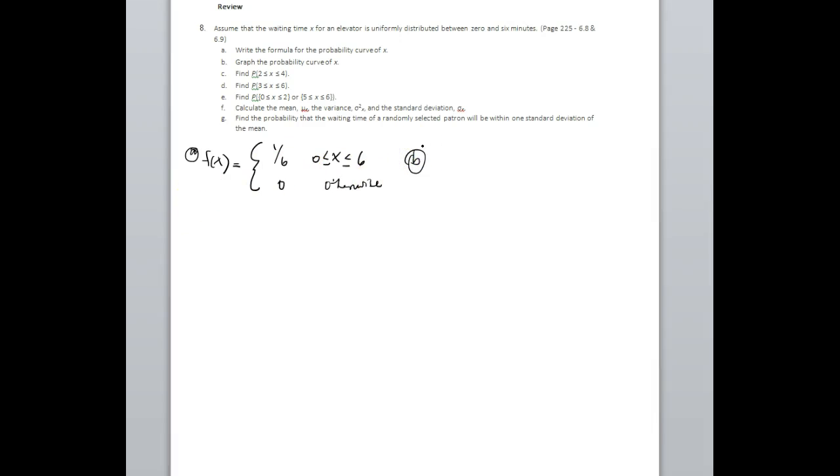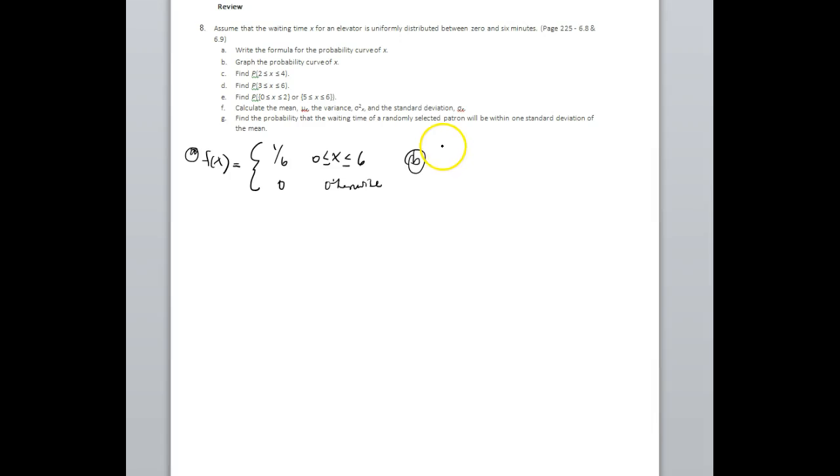Okay, B. The formula that we use there is f of x is equal to 1 over d minus c, d being the upper part of the range, c being the lower part of the range. And so it would be 6 minus 0, which is 6. And that's over the interval from 0 to 6. 0 otherwise means that the function is not defined anywhere other than between 0 and 6.